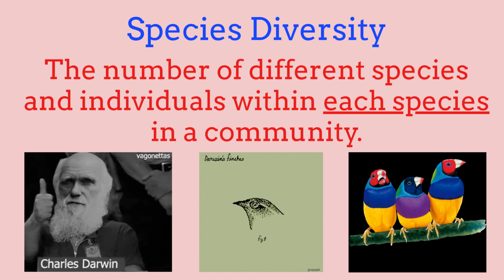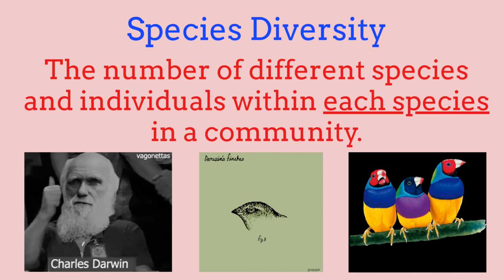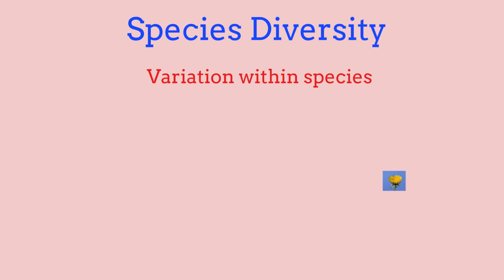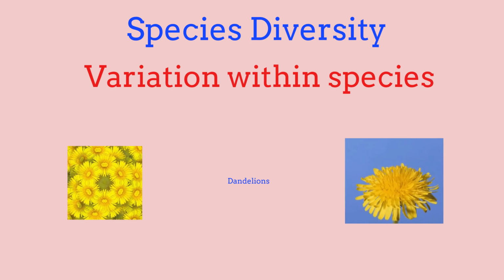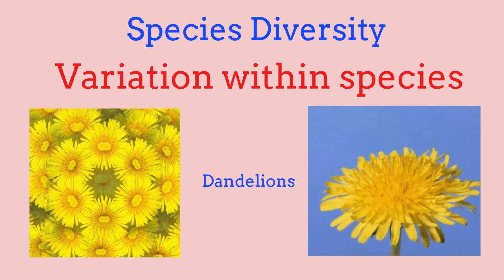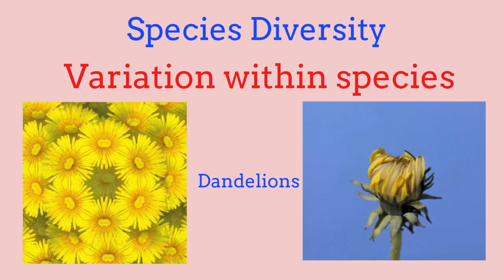So even though they're all birds, they're part of one species, they all have individual different types of features. So now that we know what makes up biological diversity, now let's look at variations within species. So organisms within the same family can still be a variation of species. In general, organisms of the same species are similar in appearance. For example, dandelions.